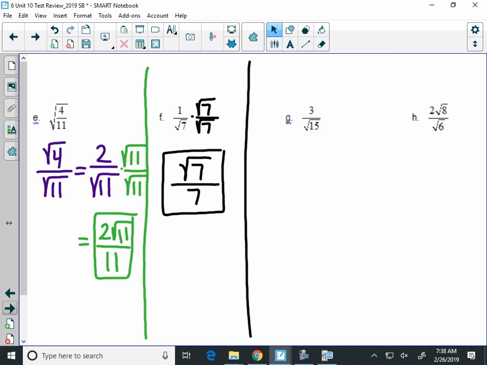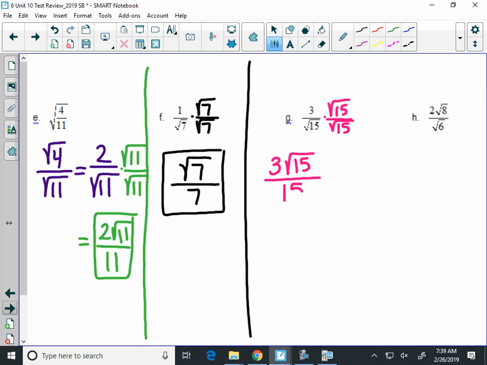In G, radical 15 does not simplify, but because it's in the denominator, I need to rationalize. I will multiply by radical 15 over radical 15. When I multiply across the numerator, I get 3 radical 15, and my denominator, again, simplifies to the radicand, 15. Now in this problem, the coefficients, 3 and 15, can simplify to 1 over 5. So this becomes radical 15 over 5. That is your fully simplified form.